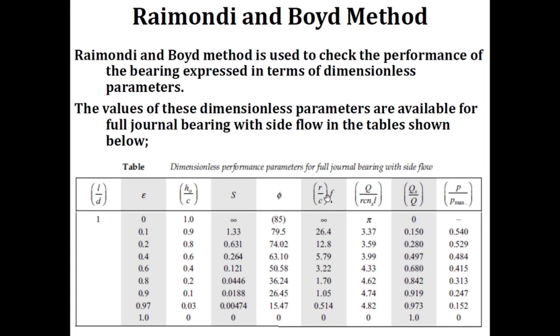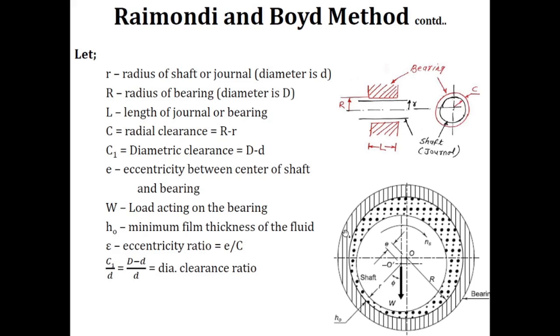Then R upon C into F, QA upon RC, NS into L. What are all these terms? One by one we are going to discuss. So again, the basic terms that we are going to use, we have discussed in the previous lecture. Again we will quickly review the terms.